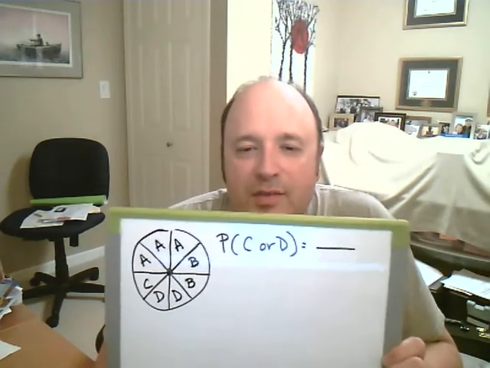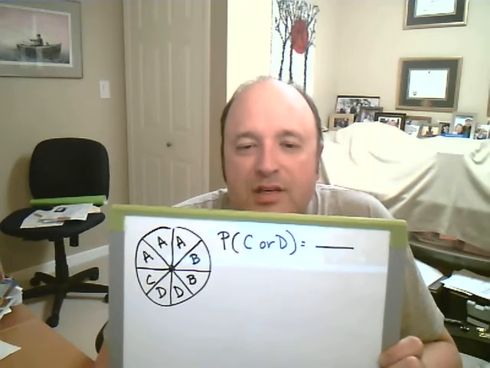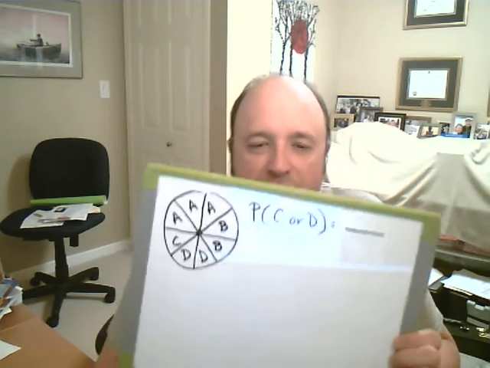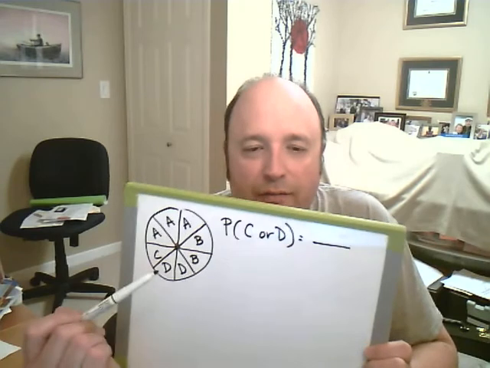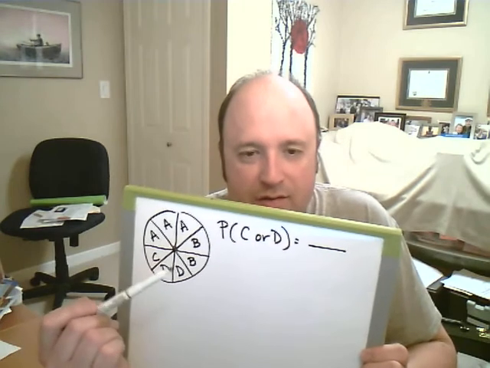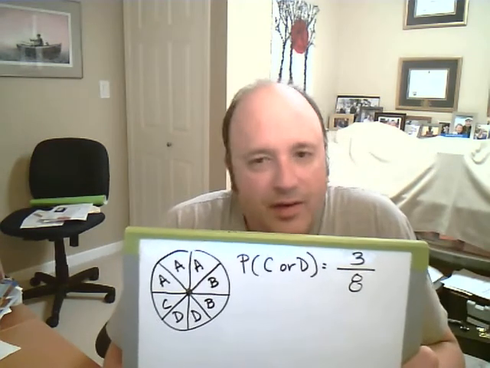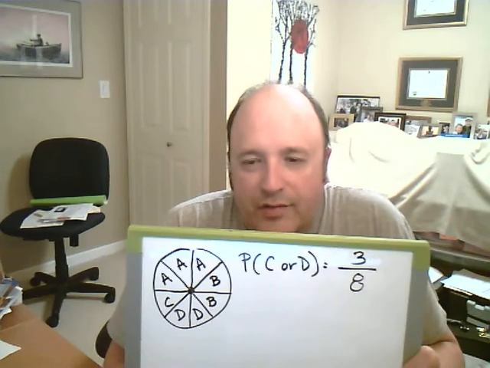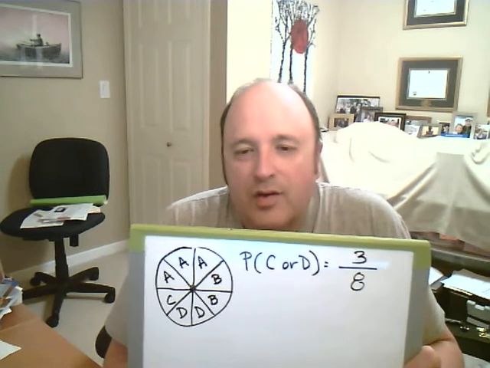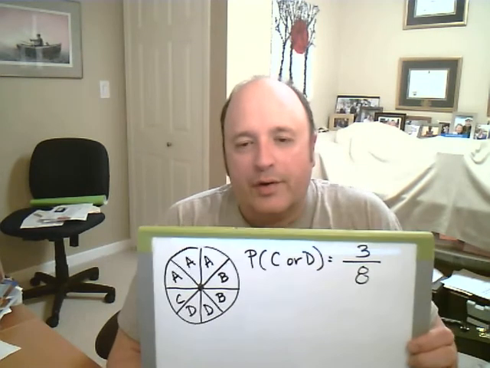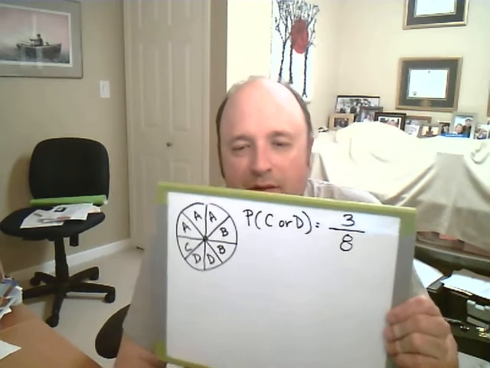Okay, so I could ask you something like this. What's the probability of C or D? So you can count them up if you like, right? 1 C, 2 D's, so I have 3 total, because I have the C, or these 2 D's, so 3 over 8. And you can't simplify that because 3 can't be divided by 2, so you're left with just 3 over 8.